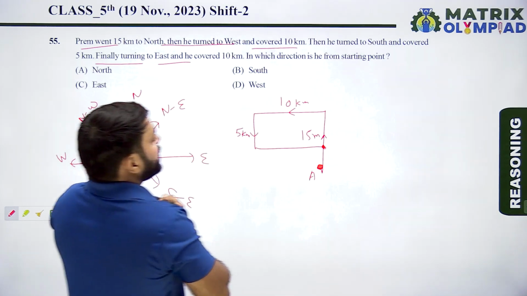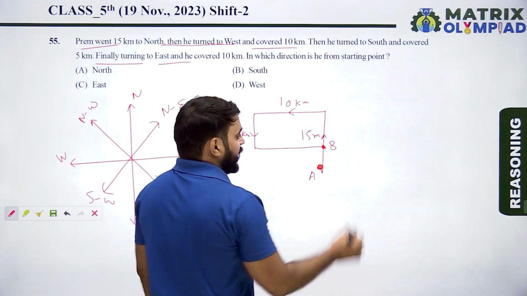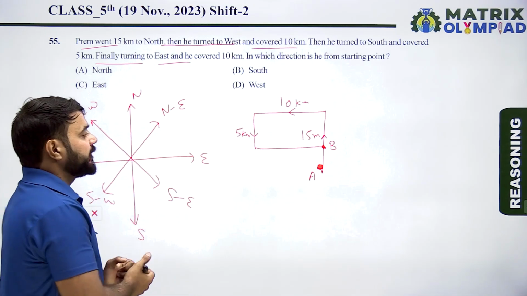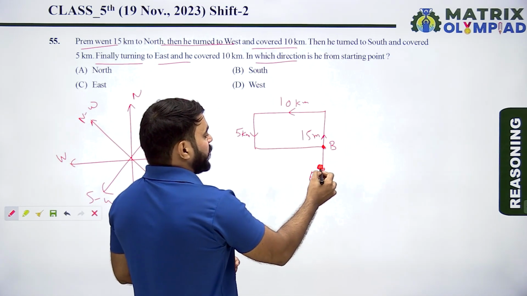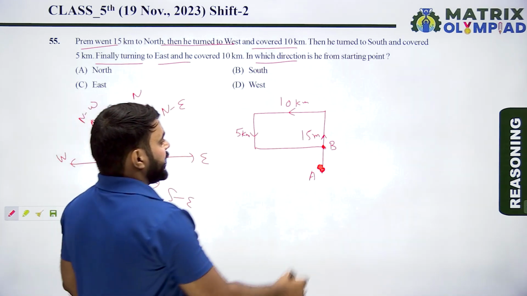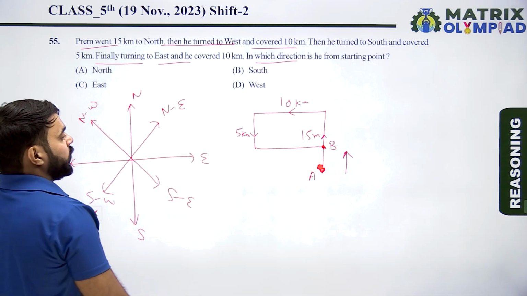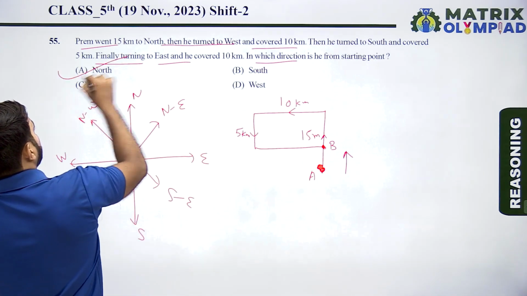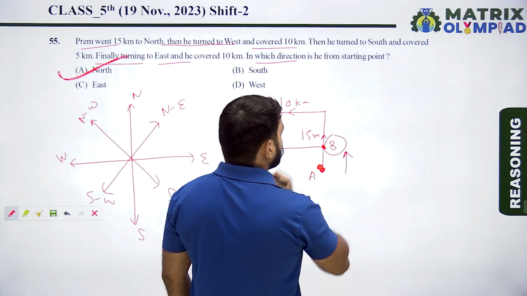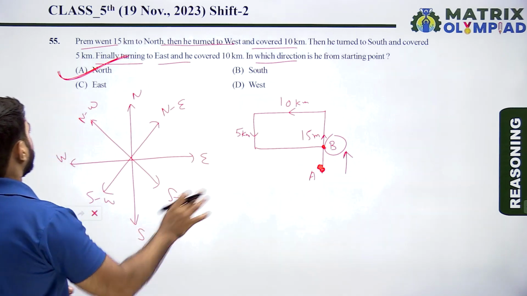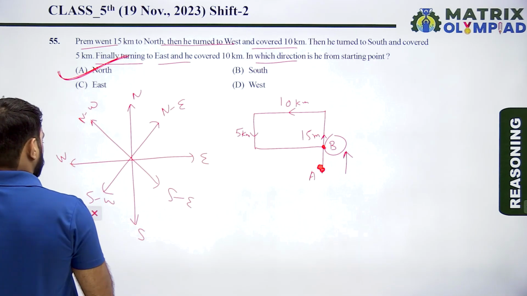In which direction is he from starting point? Let's suppose B is the end point of Prem. So find the direction of B with respect to starting point A. So B is in north of the starting point. So here option A is the correct answer of this question because B is in north of A. So now let's move on to the next question.